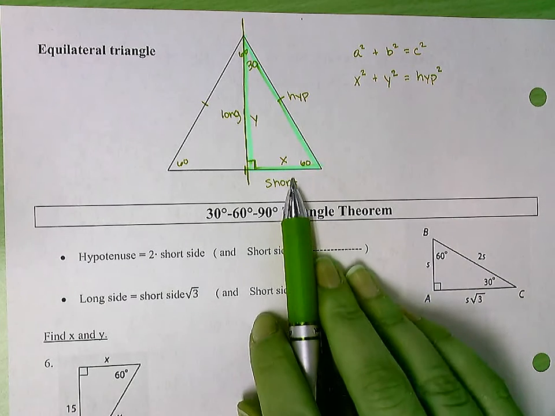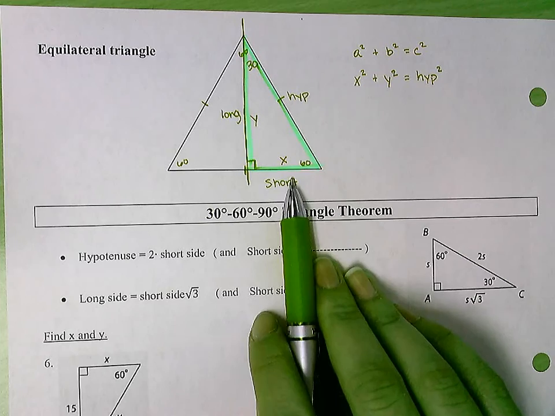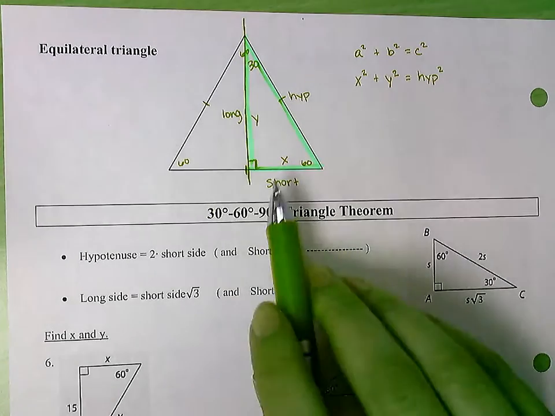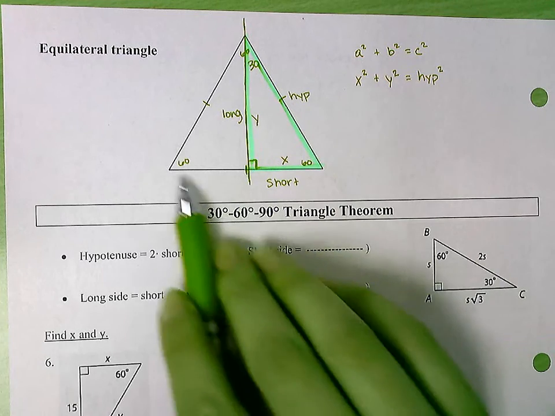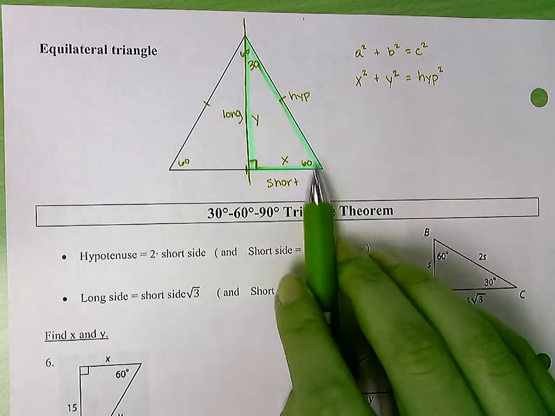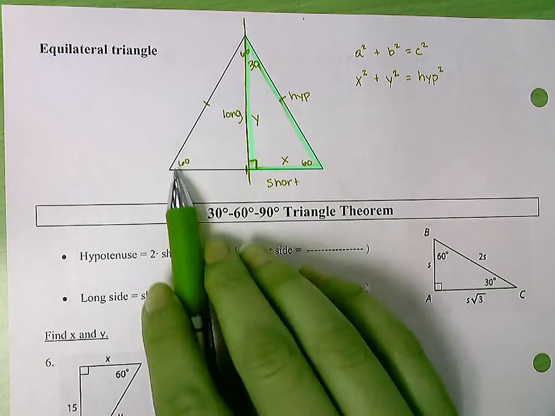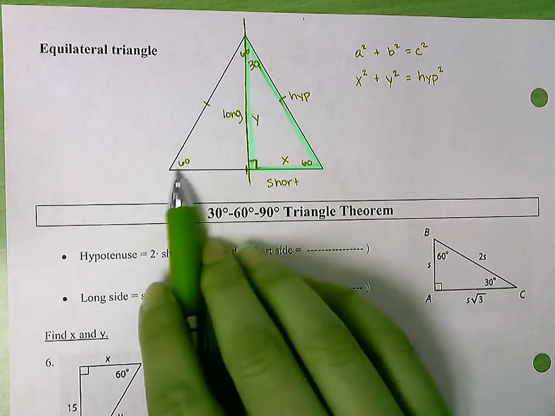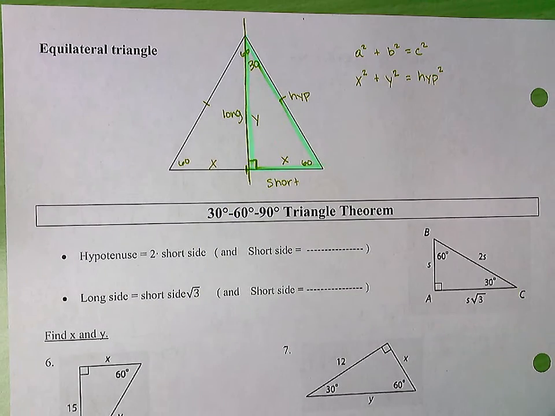So I can't really combine anything, right? Like last time I could combine those x squared values. But if I dropped this altitude here, it splits that side in half. So if this side that I labeled the short side is x, that means it's the short side over here, meaning this is x as well, right?